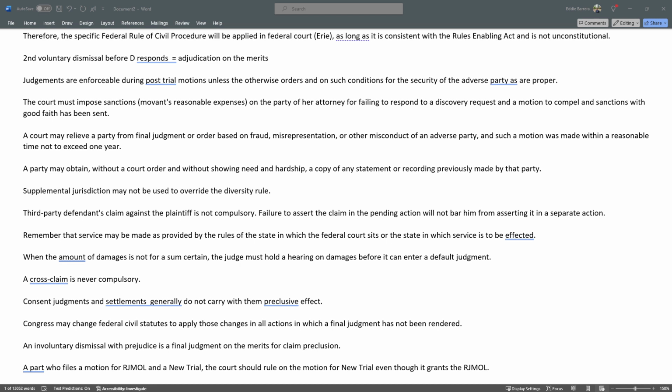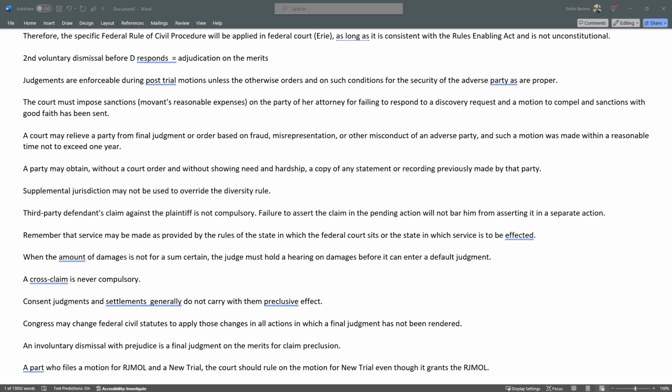Supplemental jurisdiction may not be used to override the diversity rule. Third-party defendant's claim against the plaintiff is not compulsory. Failure to assert the claim in the pending action will not bar him from asserting it in a separate action. Remember that service may be made as provided by the rules of the state in which the federal court sits or the state in which service is to be effected.